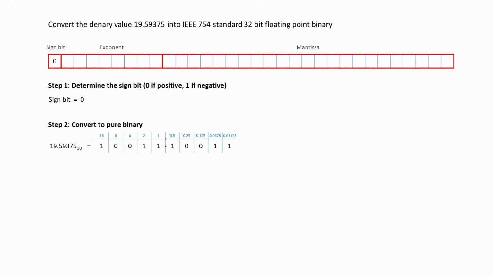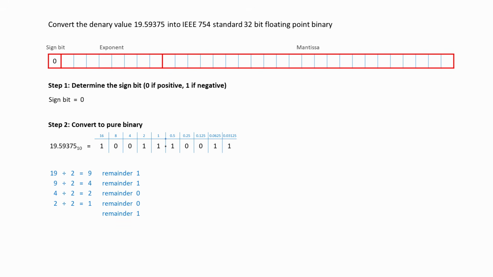For an uncomplicated number like 19.5 or 19.25, you can easily determine the place values you need to make up the number. But 19.59375 is not obvious. A common approach involves repeatedly halving the whole number part and repeatedly doubling the fractional part. 19 divided by 2 is 9 with a remainder of 1. 9 divided by 2 is 4 with a remainder of 1. 4 divided by 2 is 2, remainder 0. And 2 divided by 2 is 1 with a remainder of 0. And there's 1 remaining at the end.